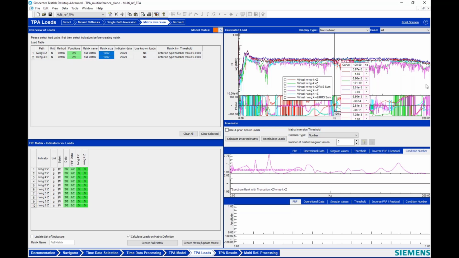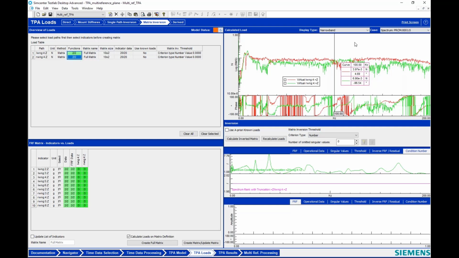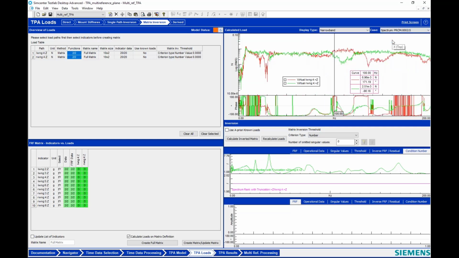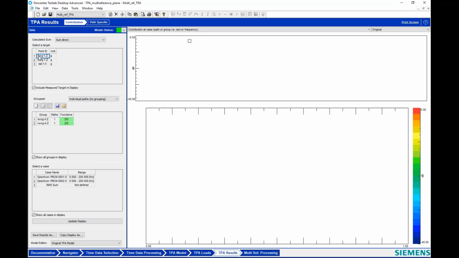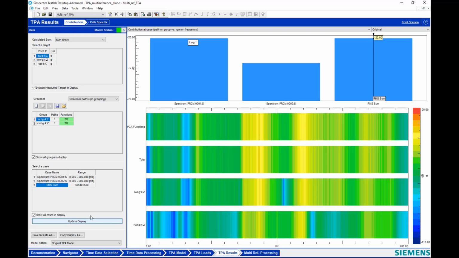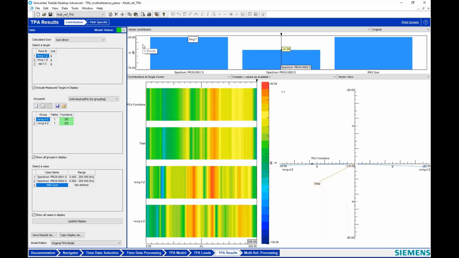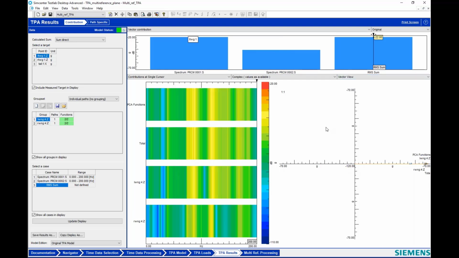Then I can look at the forces. I can look at the forces calculated with the first principal component, and the forces calculated with the second principal component. Once I have those forces, I can go right to TPA. I can pick the target, pick a group, look at RMS sum and update the display. Now I can look at the total contribution due to left wing 4 and right wing 4. You can also look at the vector contribution, so standard TPA stuff. Again, I want to look at the RMS sum.